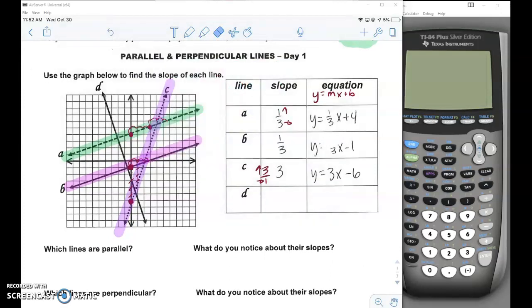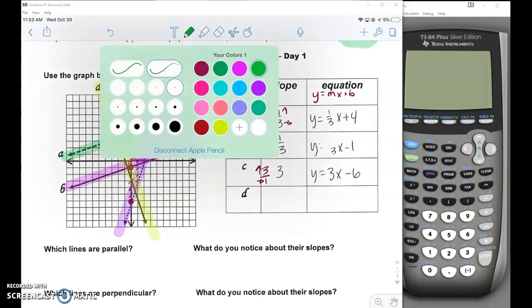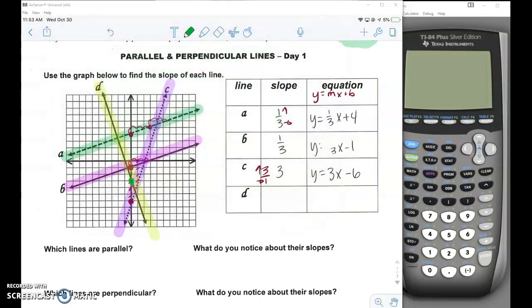The last line, line D, has a negative slope. The y-intercept is at -1, 2, 3. And the slope is going down 1, 2, 3, and over 1. So our slope is -3 over 1, which reduces to just -3. The equation, y equals mx plus b, y equals -3x minus 3.